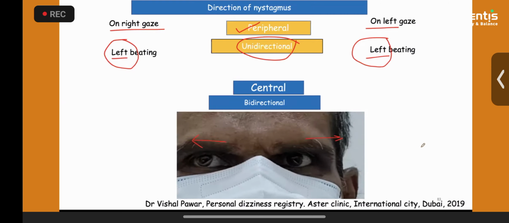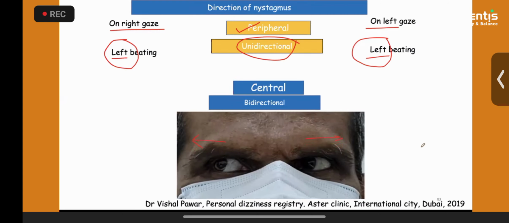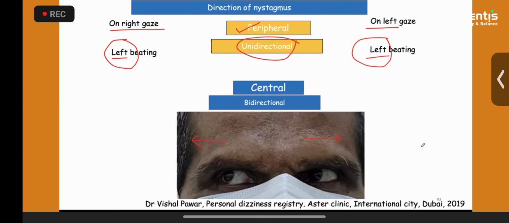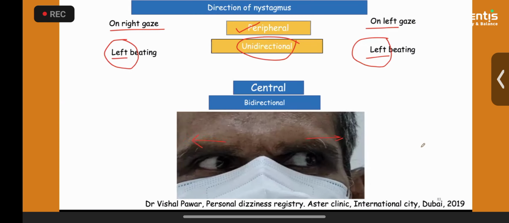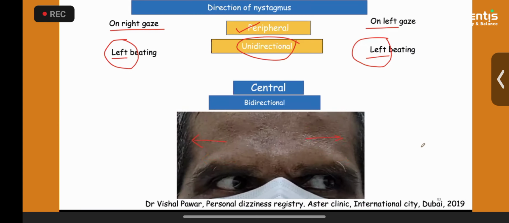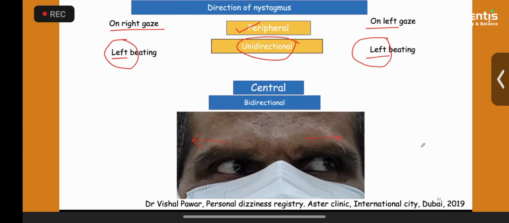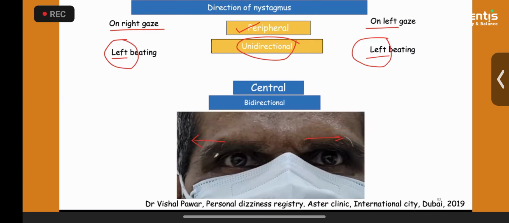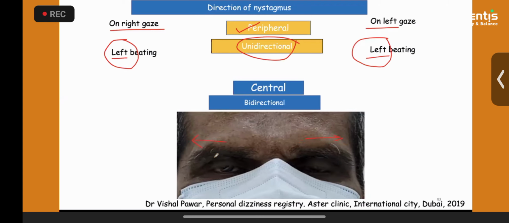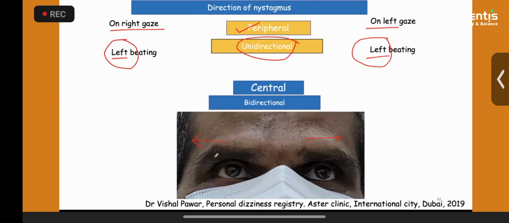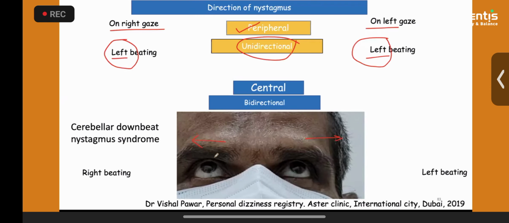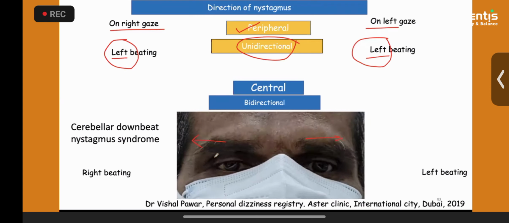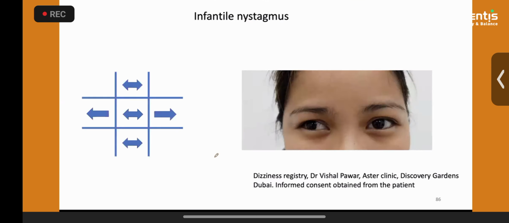I will play this video again so that you appreciate the gaze evoked nystagmus. Look right. Look left. So in this patient, when the patient looks to the right, right beating, patient looks to the left, left beating. Of course, there is a down beating component. Keep looking up. So that is typically a gaze evoked nystagmus. It was a patient of cerebellar downbeat nystagmus syndrome, and the patient had cerebellar paraneoplastic pathology.